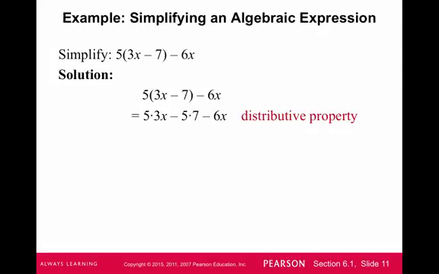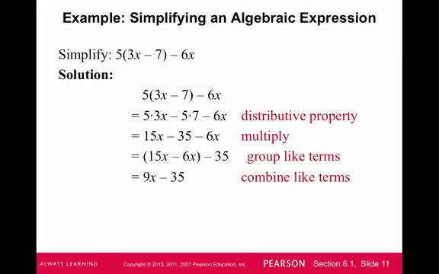So sometimes we'll combine like terms. This one says simplify an algebraic expression. We want to simplify 5 times the quantity 3x minus 7, and then minus 6x after that. The first thing to do is use the distributive property, because in 3x minus 7 we can't combine anything within the parentheses. So we're going to multiply the 5 times both of these terms and distribute the 5. So 5 times 3x minus 5 times 7 minus 6x. Then 5 times 3x is 15x, 5 times 7 is 35, minus 6x. And then we're going to combine like terms. 15x and minus 6x will give us 9x, and 9x minus 35.